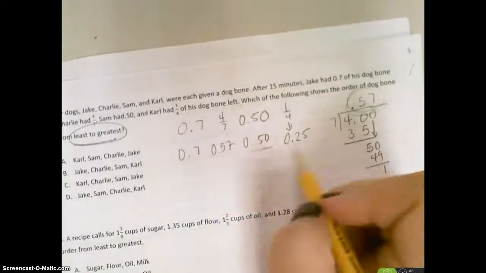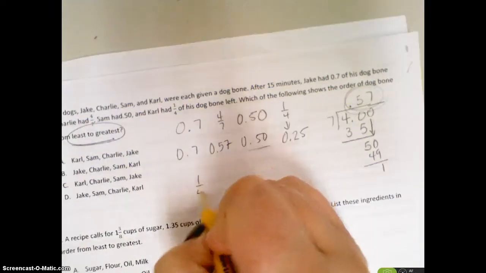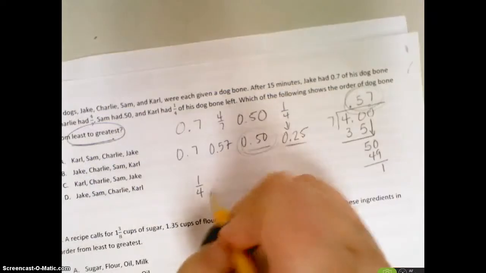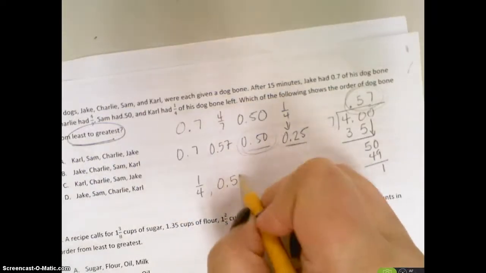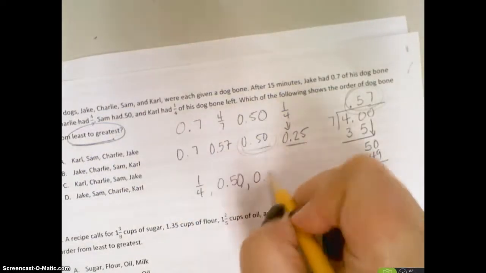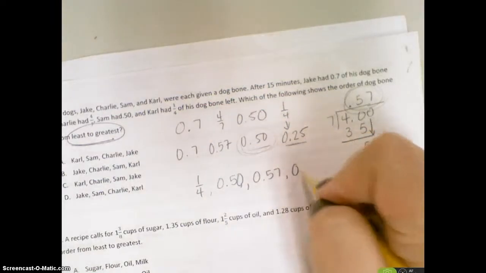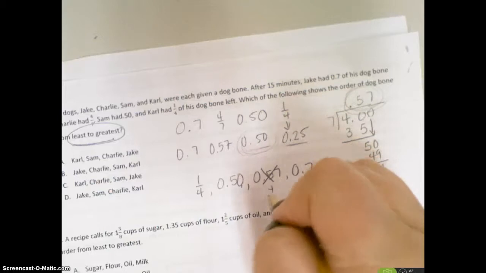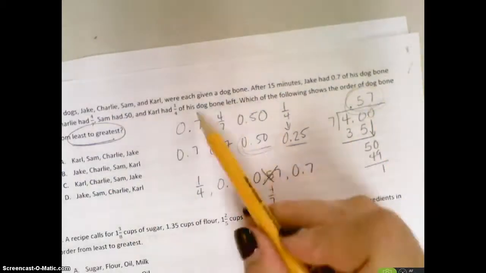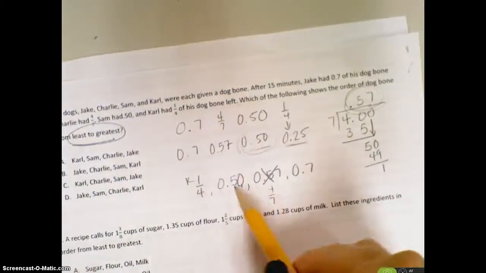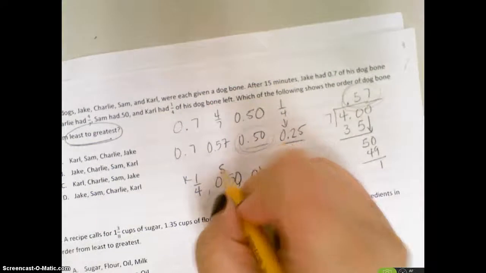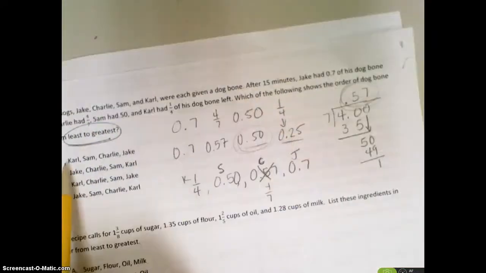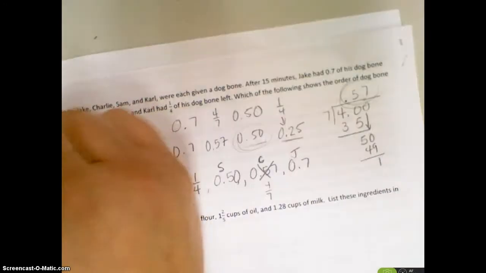So my order is going to be least is 1/4 because that's my 25/100. That's the smallest. My next smallest is my 50/100. Then my 57/100, and then my greatest is my 7/10. This is the one that I forgot was written as 4/7. So 1/4 belonged to Carl, 50/100 belonged to Sam, Charlie had the 4/7, and then Jake had the 7/10. So Carl, Sam, Charlie, Jake would be answer choice A.